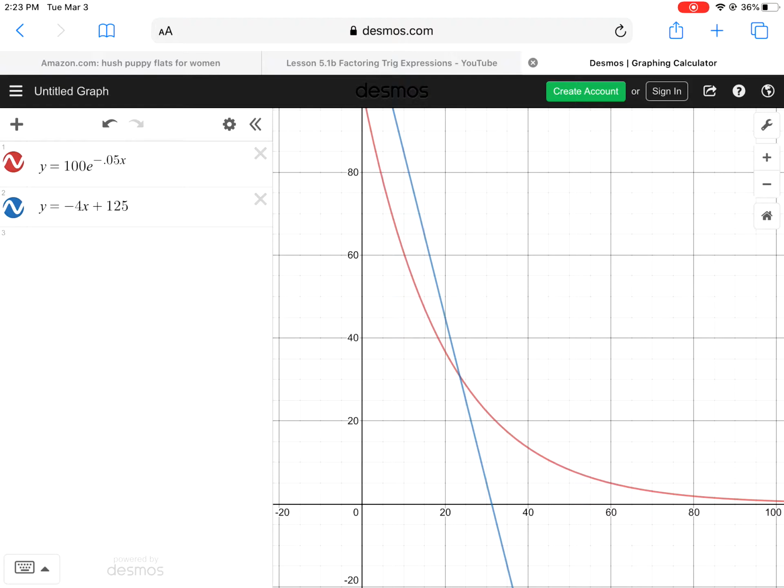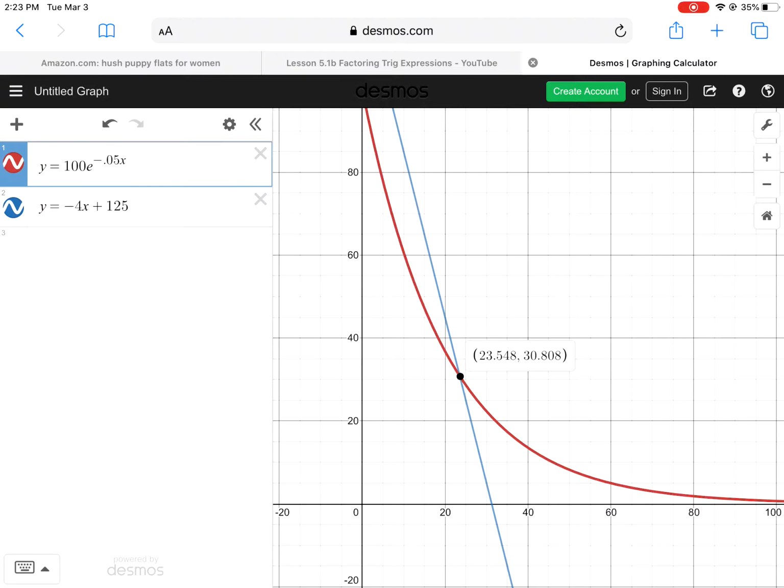Okay, so these are the two graphs, our exponential and our linear. And we want to find where they intersect. So on Desmos, I can just push a button and, oh, it tells me, which is kind of cool. What do you guys have to do?